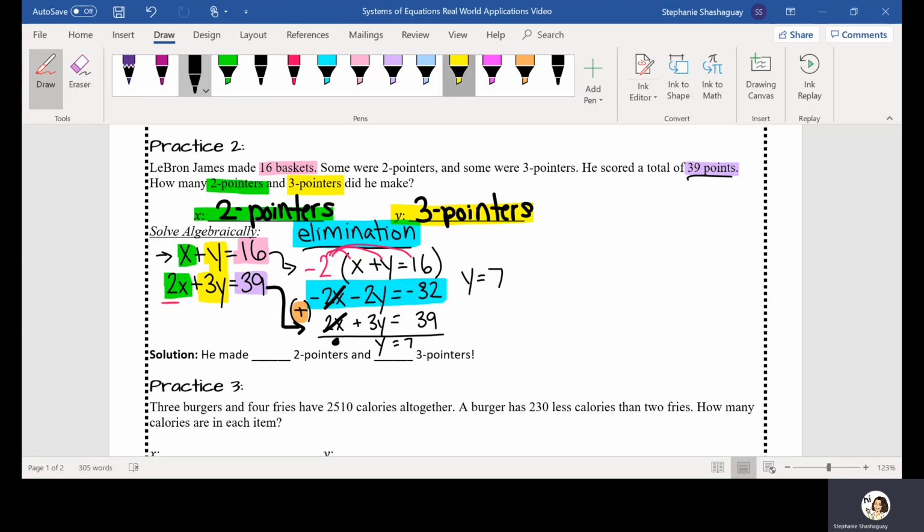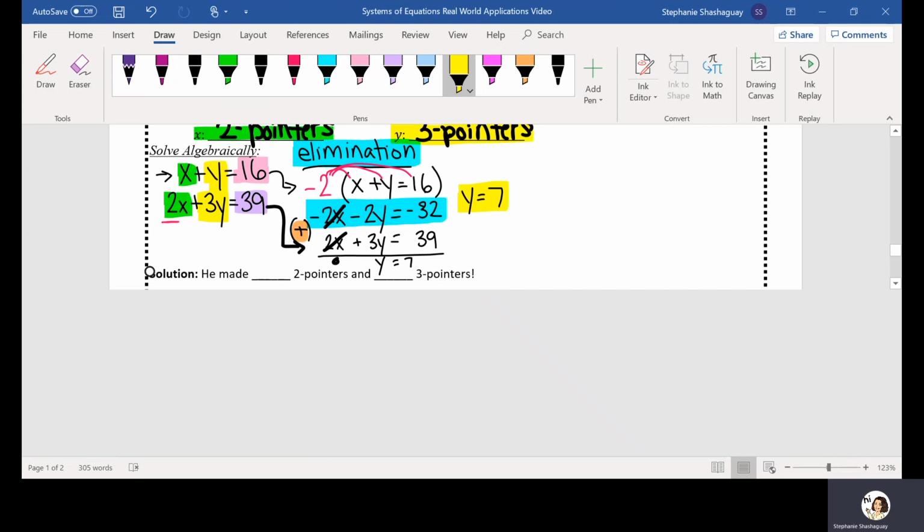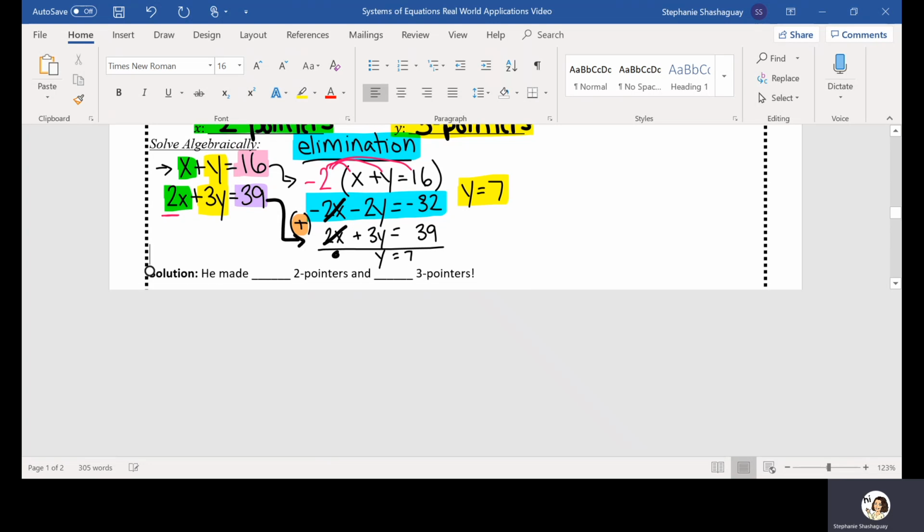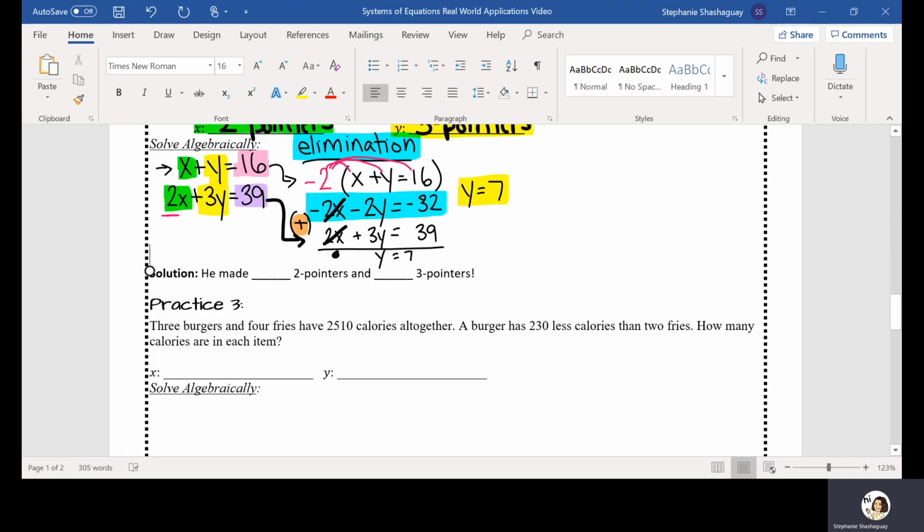Now that I have my Y, my number of 3-pointers, okay, and I'm just going to try to move this down ever so slightly, and I'm going to do that just like that. All right.